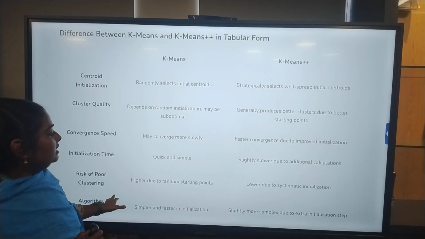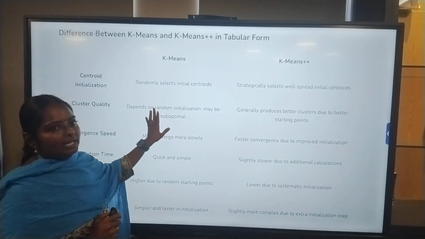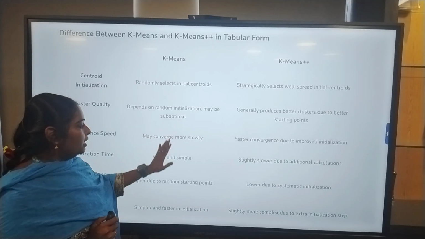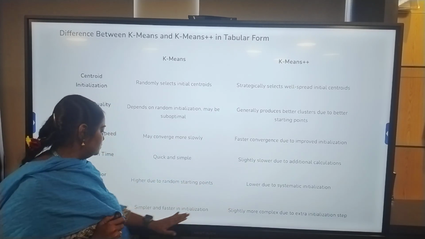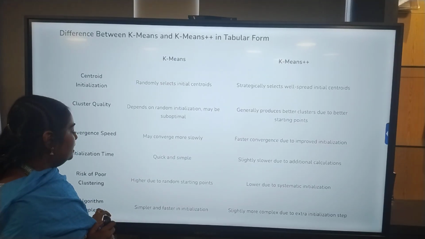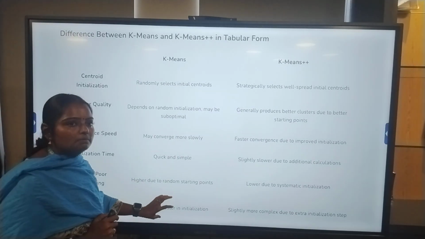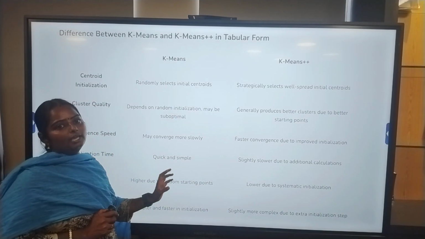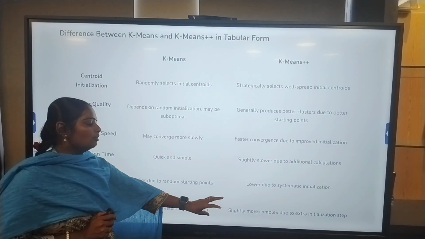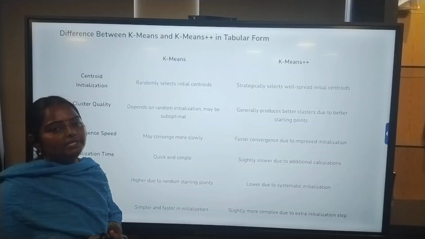And this is regarding the clustering. Since my centroid initialization is random in K-means, maybe the cluster division will be poor, but K-means plus plus will not lead to that. And regarding algorithmic complexity, K-means is simple and fast, whereas K-means plus plus is a little more complex when compared with K-means.